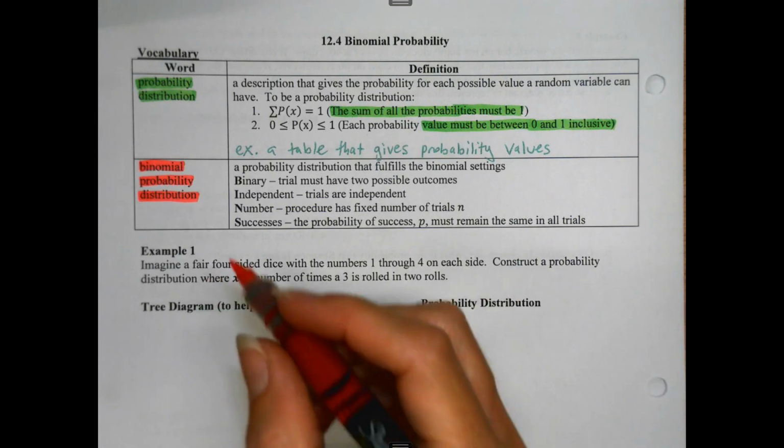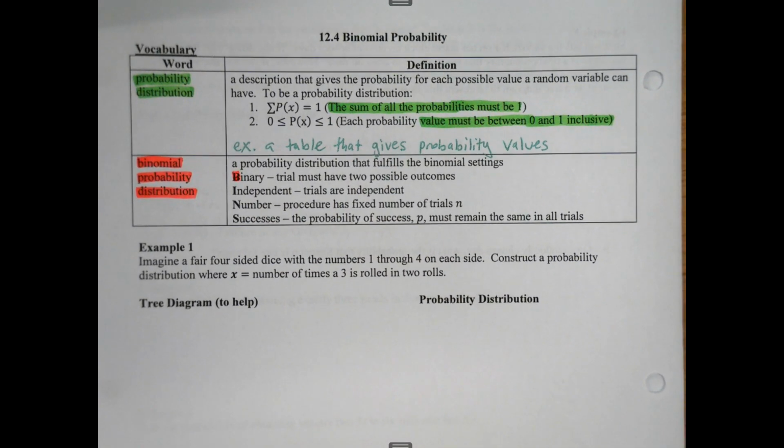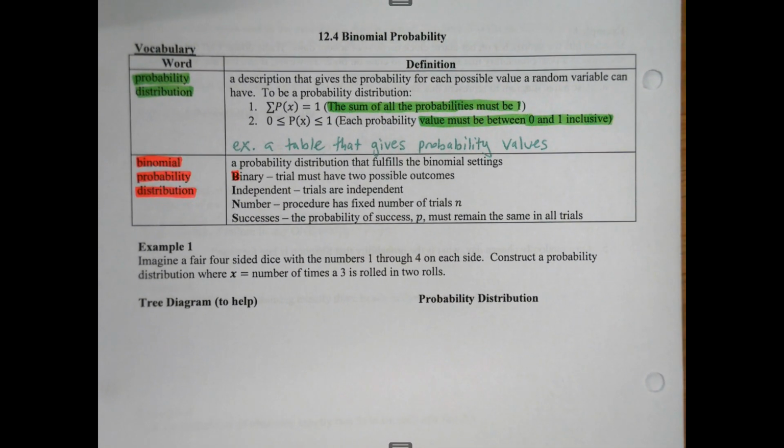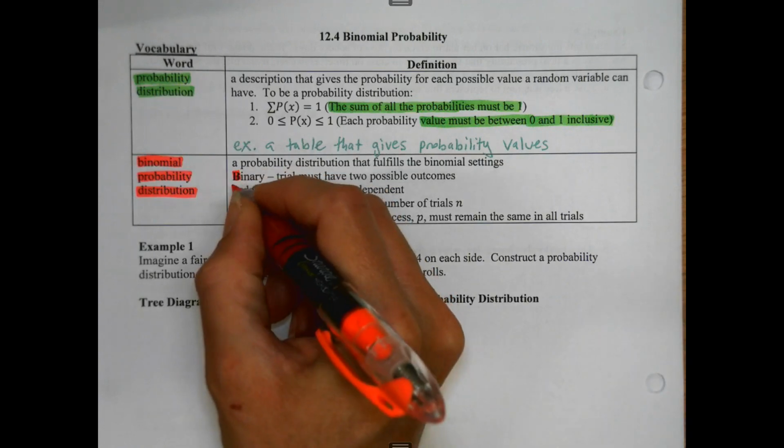So the first is binary. The trial must have 2 possible outcomes. So for example, when you flip a coin, heads or tails, that has 2 possible outcomes. Another example, drawing a card from a deck. Probability of drawing a queen. That has 2 outcomes. The card that we draw is either a queen or it is not a queen.